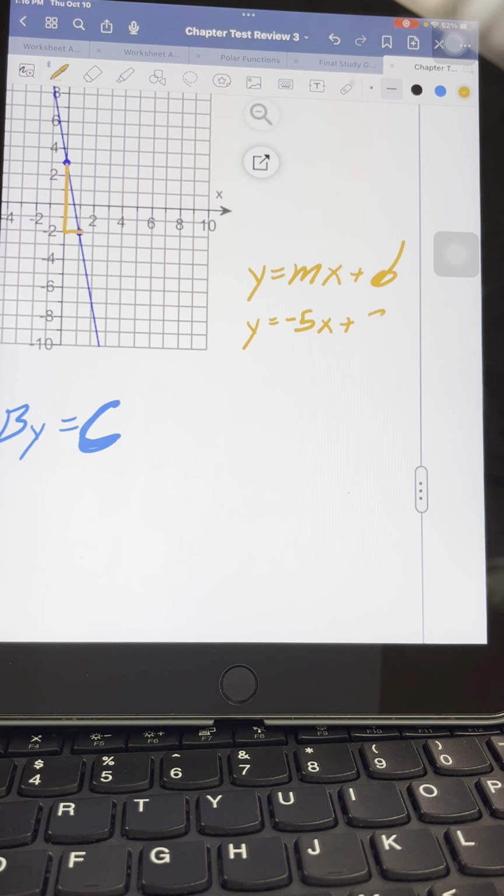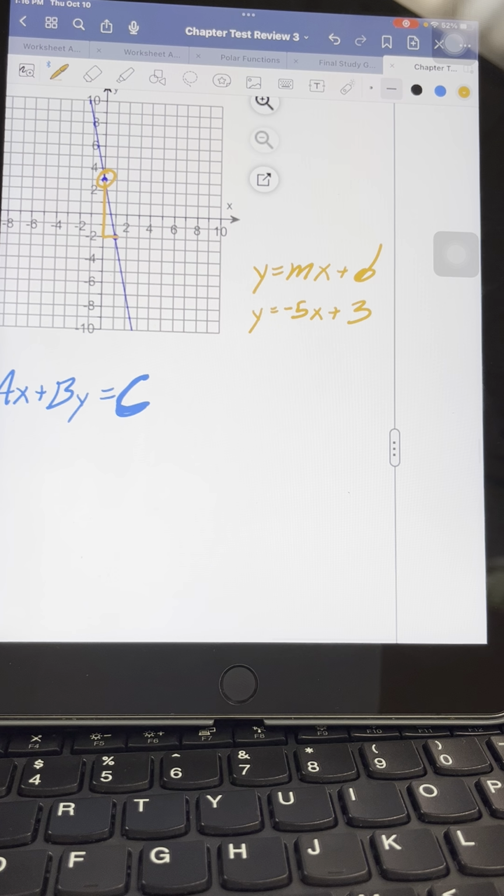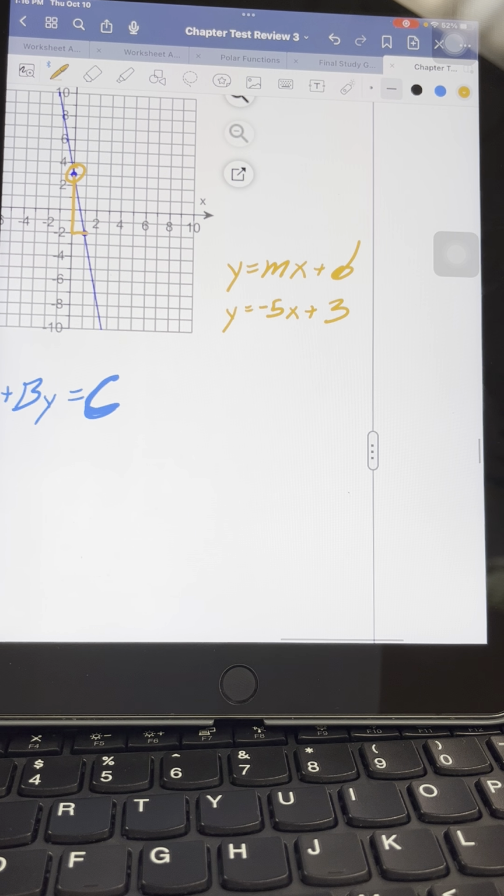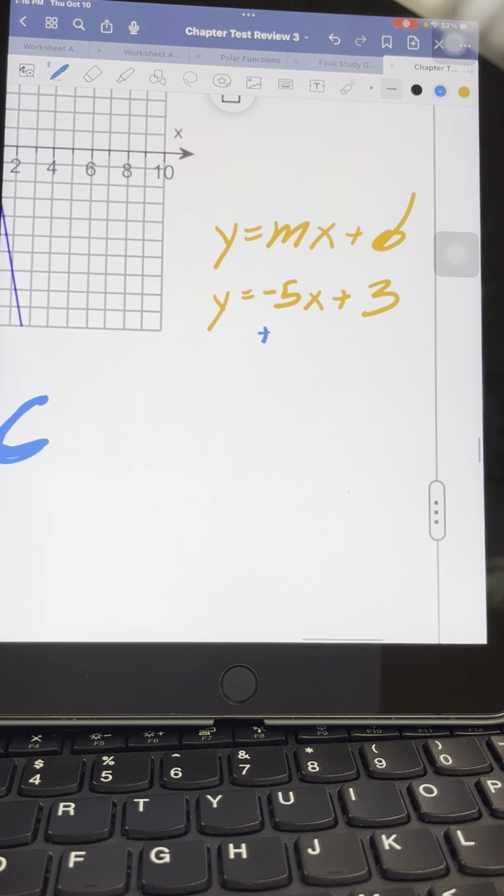So now let's just turn that into standard form. So what is it? We're going to turn this into ax plus by. So my answer would be, let's move the 5x over here, plus 5x. So my final answer should be 5x plus y equals 3. That should be my standard form. Now, let's check it, okay?